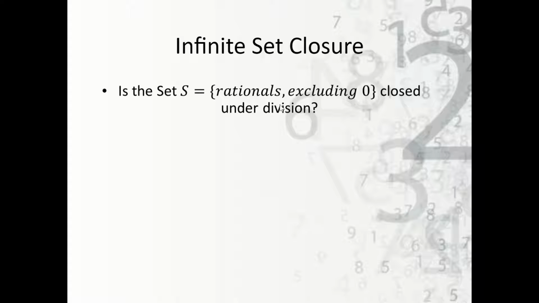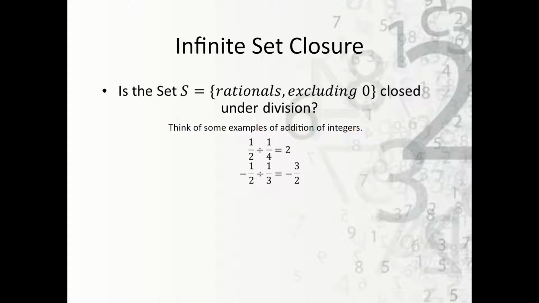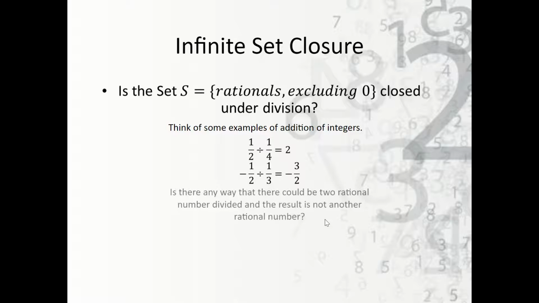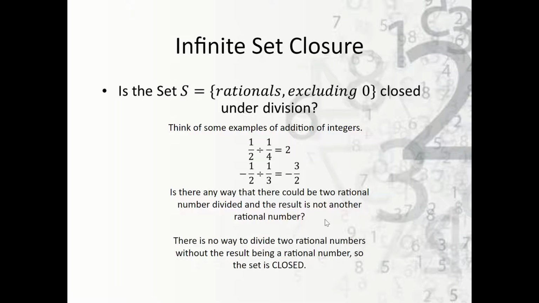Now, what if we said the set of rationals excluding 0 is closed under division? Well, again, we're going to think of some examples. So we have 1/2 divided by 1/4 is equal to 2, and negative 1/2 divided by 1/3. Remember, really, it's just multiplying by the reciprocal. So is there any way we're going to get something other than a rational number, other than a fraction? Well, we keep thinking of some examples, and when we keep looking, we can see that there is no way.